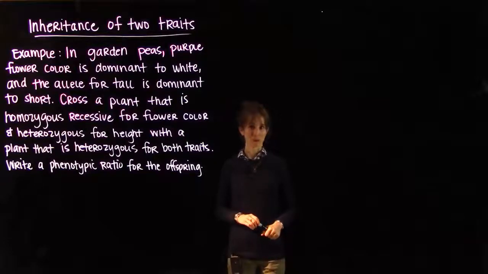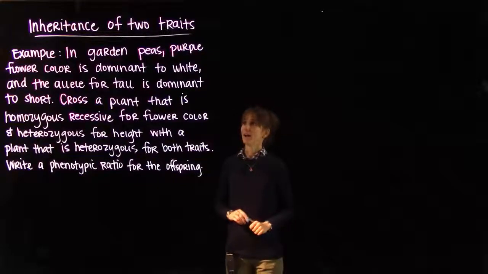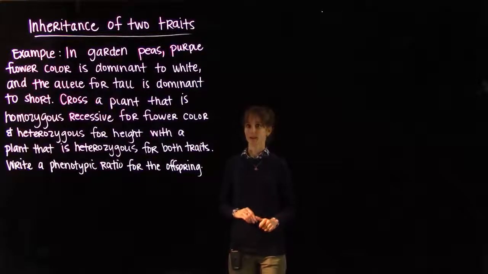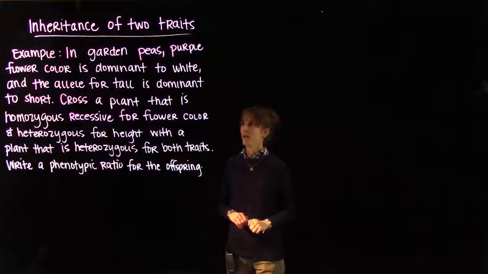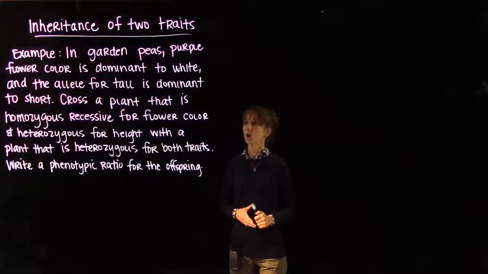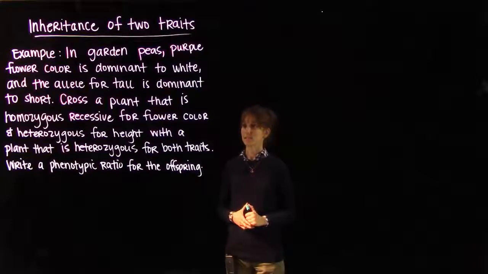Let's do a genetics problem with inheritance of two traits. And one caveat here is that those two traits are located on separate chromosomes. The example is, in garden peas, purple flower color is dominant to white, and the allele for tall is dominant to short. Cross a plant that is homozygous recessive for flower color and heterozygous for height with a plant that is heterozygous for both traits. Write a phenotypic ratio for the offspring.